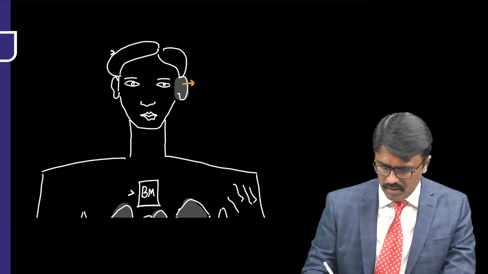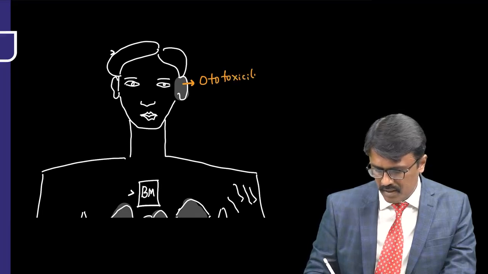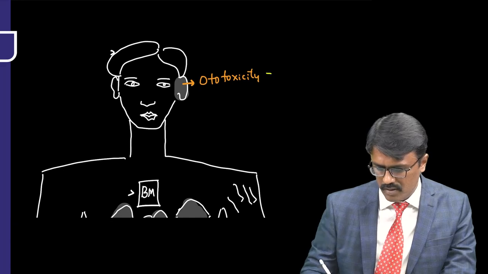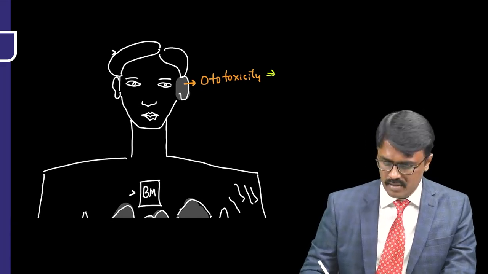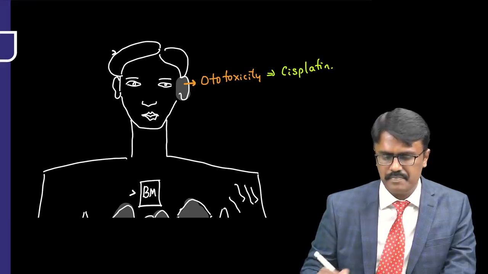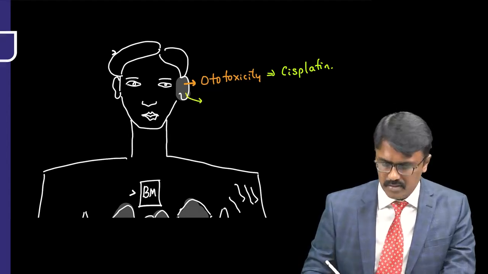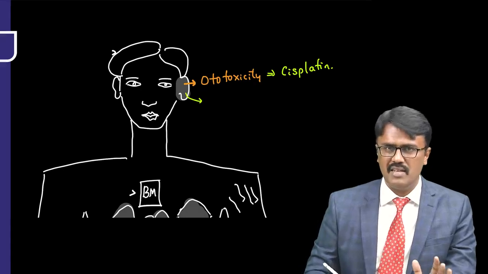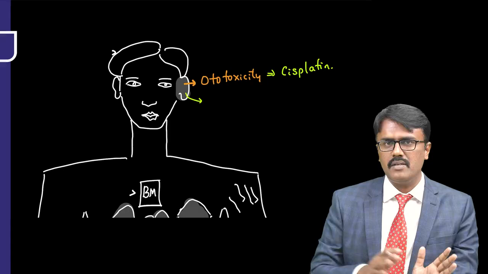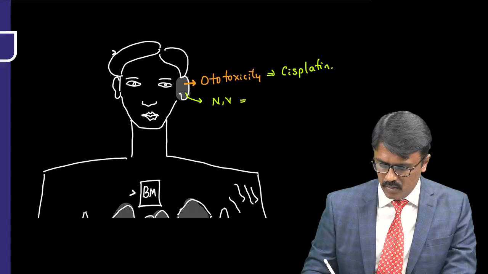the ototoxicity. Can you tell me what drug can cause ototoxicity? The platinum compound, what is it? Cisplatin can cause ototoxicity. Correct. Now, nausea and vomiting is not because of stimulating the vestibular apparatus. Anti-cancer drugs can cause nausea and vomiting. And who can cause that?